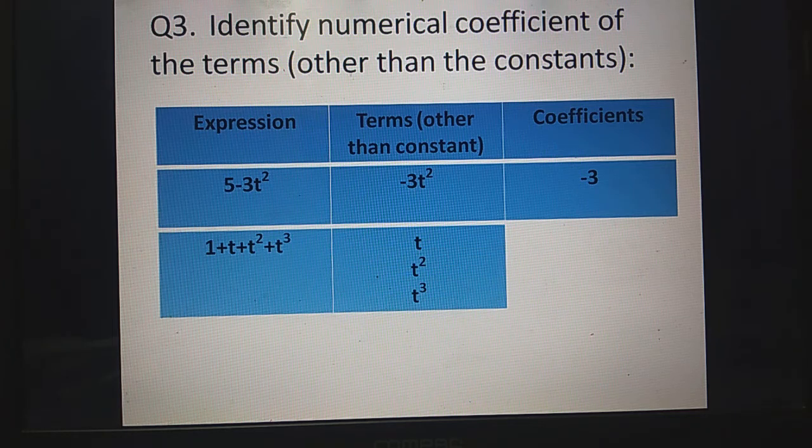Now you have to specify numerical coefficient of each term. Now here you can see there is no number present. No number means 1. This I have already cleared in the last class. So no number means 1. So numerical coefficient of each term is 1, 1 and 1.